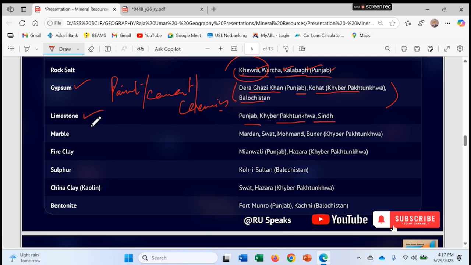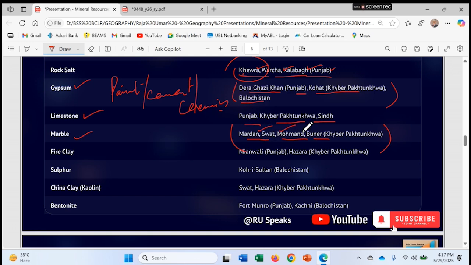Limestone: Punjab, Khyber Pakhtunkhwa, Sindh, it is almost available in every province of Pakistan in abundance. Marble: Mardan, Swat, Mohmand, Bonair, Khyber Pakhtunkhwa, the majority of the marble is available in the Khyber Pakhtunkhwa region. Map, I have the map available.